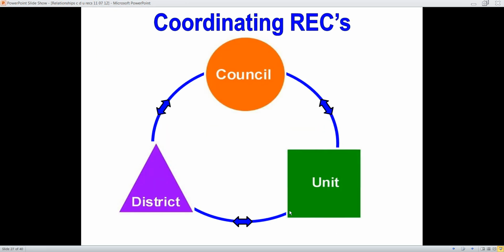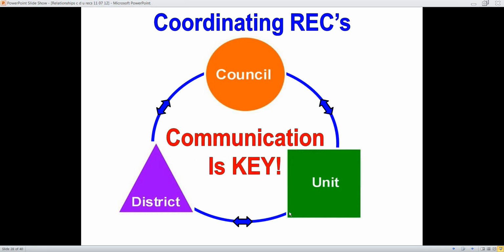Now, how do we coordinate all the work of the council, the district, and the unit religious emblems coordinator? I would say to you that this is not the final word. It's still continuing to develop. And so you can be a part of that process. You can make suggestions. But here are some suggestions to start with.